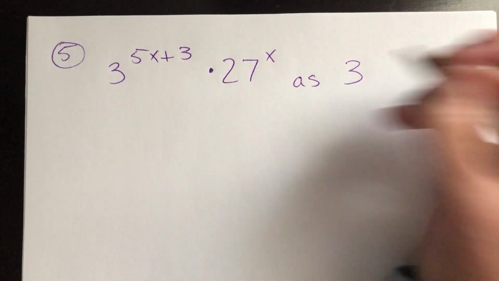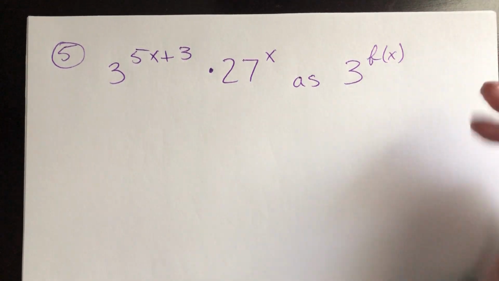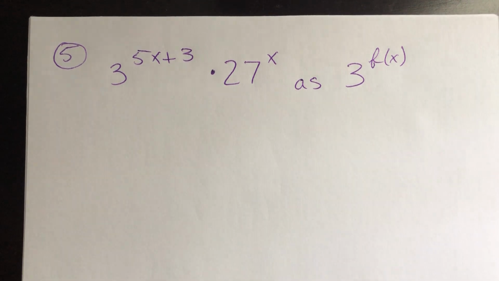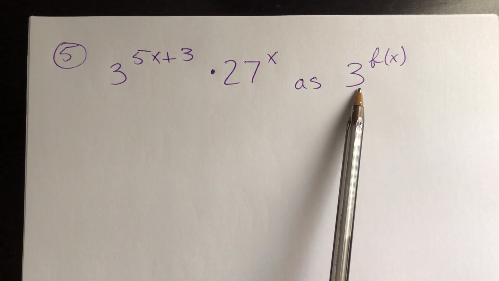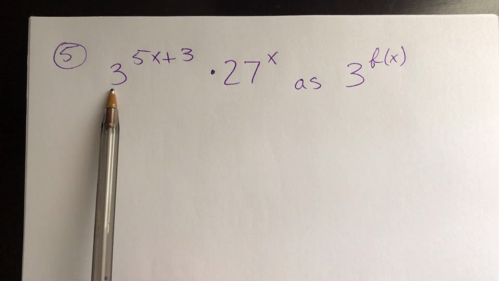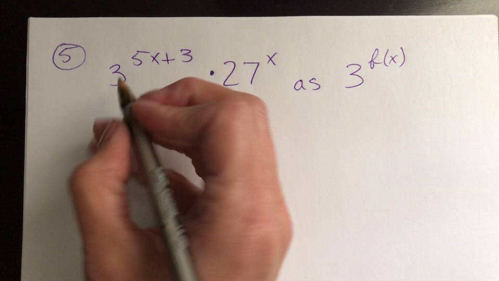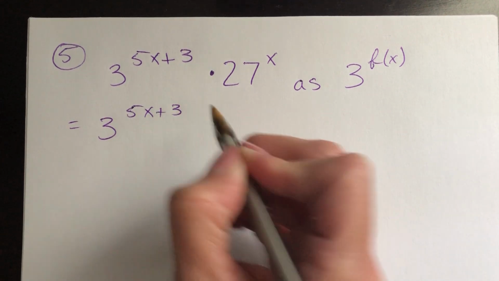So we're going to rewrite it with a base of 3 to an exponent. They're calling the exponent f of x, but you could call it x if you want. Don't let that confuse you. But we're looking for the exponent. So we're working to simplify down to a base of 3. This is already a base of 3. This is not, so I need to change this to a base of 3. I'll just bring down this first one.